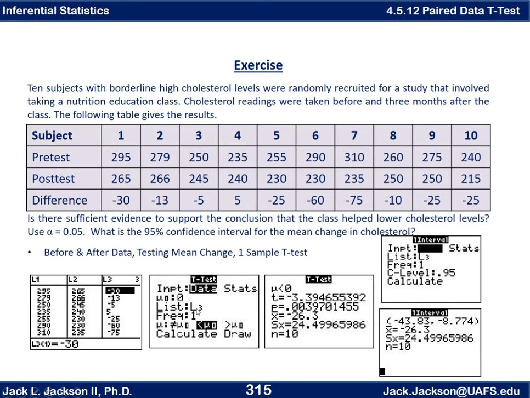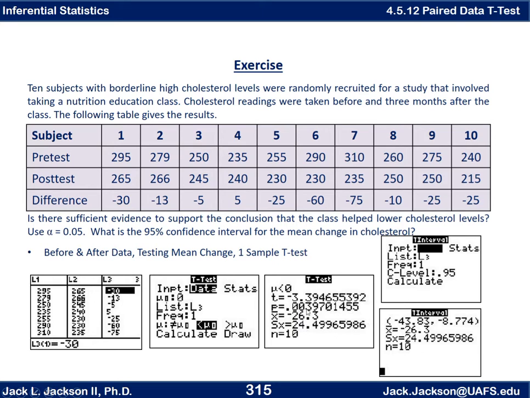Our data of differences is L3. And we want to do a left-tailed test because we want to see if this number is below 0. So we do mu less than mu naught and press calculate. Notice it gives us our alternative hypothesis, mu less than 0, our t-statistic, our p-value of 0.0039, an x-bar value, an s-value, and an n-value for that sample of differences.